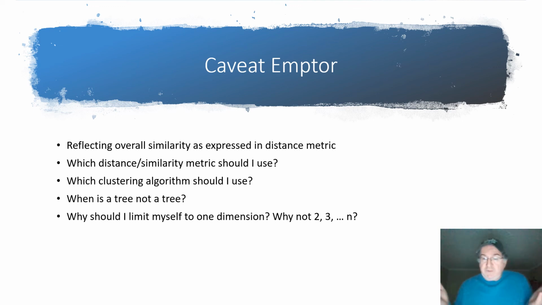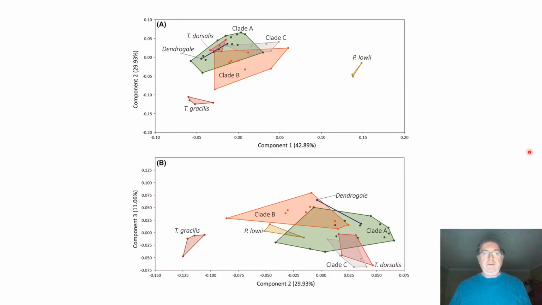Why should I restrict myself to 2 dimensions? Why not 1 dimension? Why not 2? Why not 3? Why not as many dimensions as there are characters? And there are techniques to do this that you may be familiar with. These are techniques that you commonly see in morphometrics, or you see in ecology, multivariate techniques.